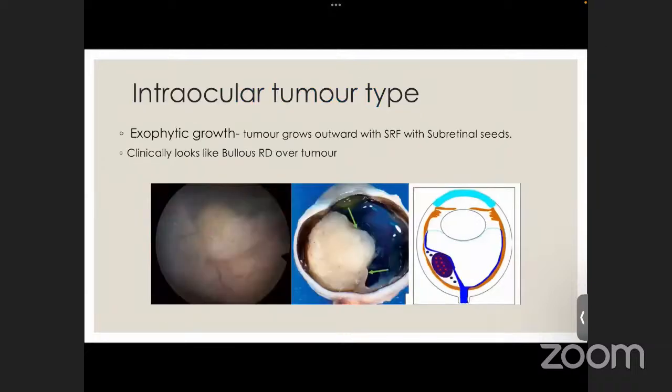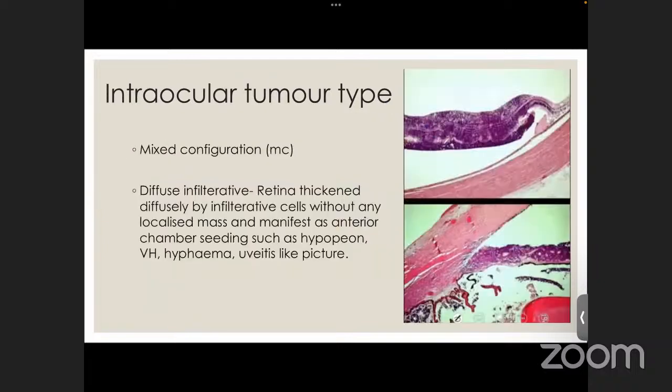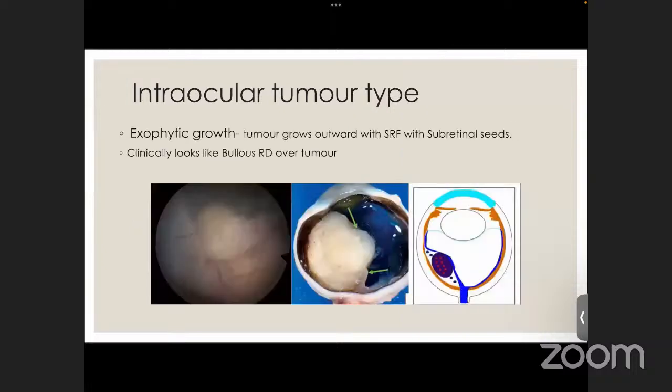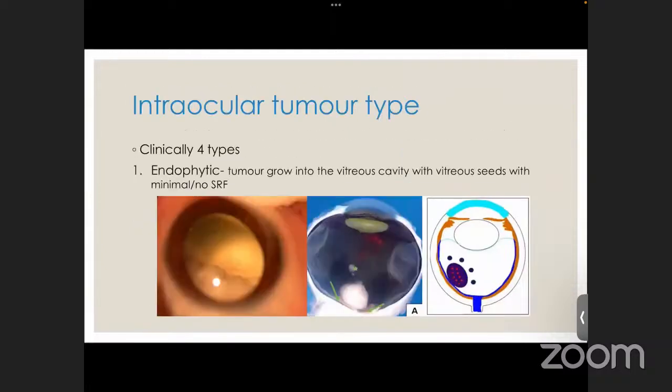Now, coming to the types of tumor, we have four clinical types. We have the endophytic tumor, we have the exophytic tumor, we have mixed configuration, which is more common, and then we have the diffuse infiltrative tumor. In the endophytic tumor, as you can see in the first image, the tumor grows into the vitreous cavity with vitreous seeds and with minimal or no subretinal fluid. As you can see in the third picture, the blue lining is the retina, and the tumor grows inside the retina into the vitreous cavity with the seeds.